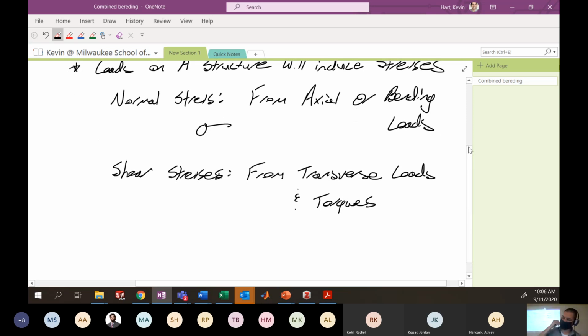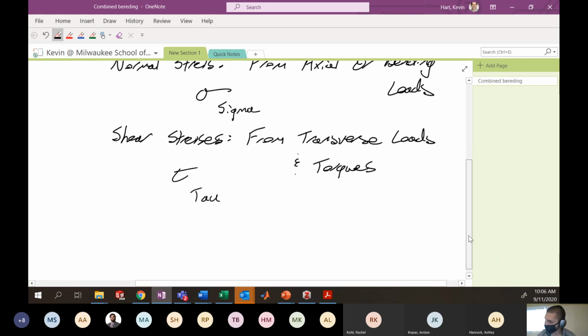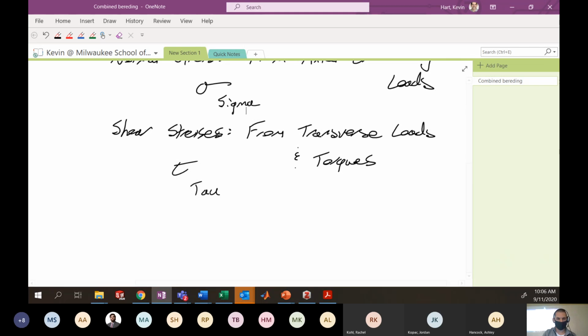All right, so shear stresses can come from transverse loads, which are loads across the piece, or from torques. And so we're going to use the symbol for shear stress, which is tau. Okay, so this is tau, T-A-U. This is sigma, S-I-G-M-A. And I will bring in here pictures of some of these sorts of things to help with a little bit of clarity. Right? My pillar of engineering education, clarity.